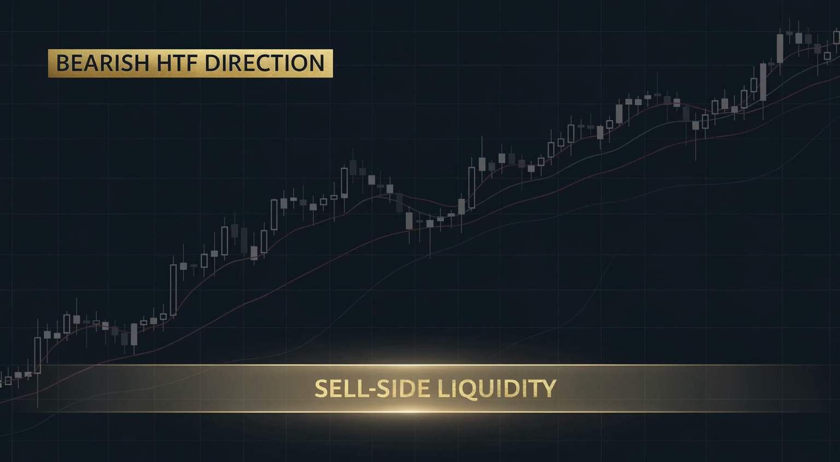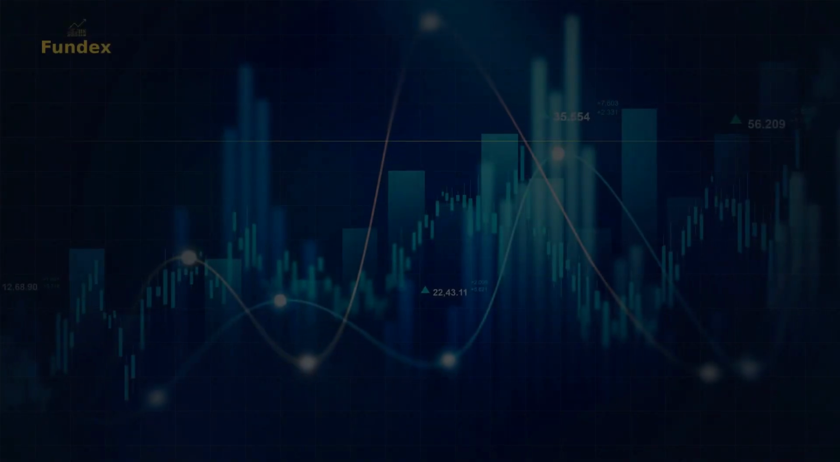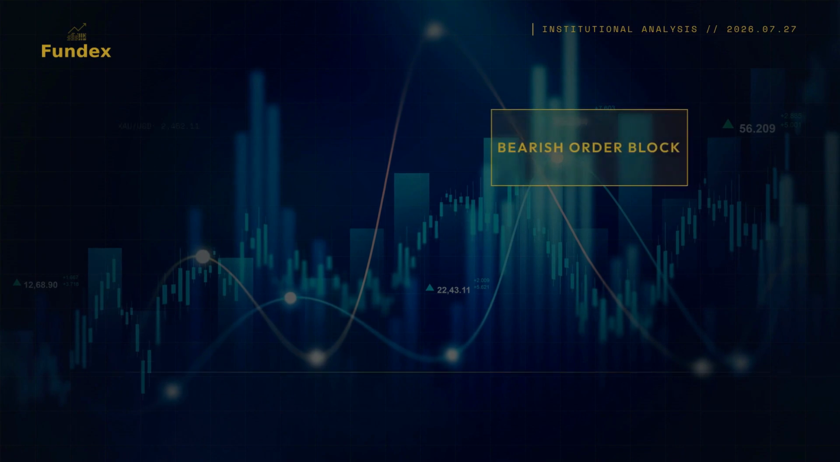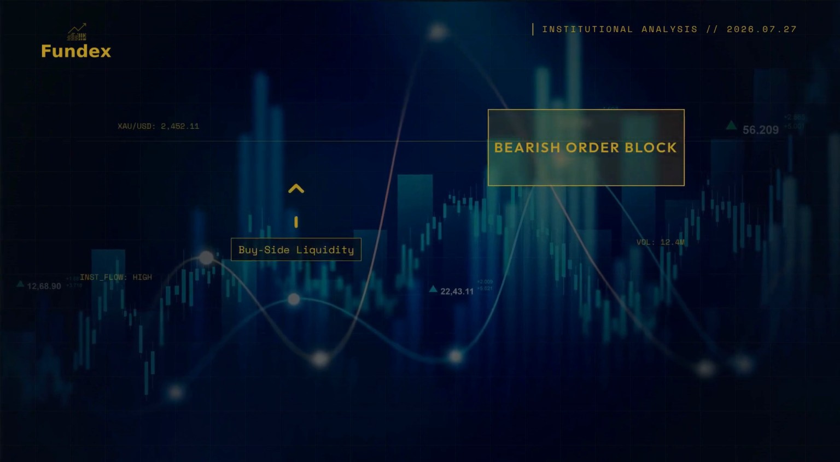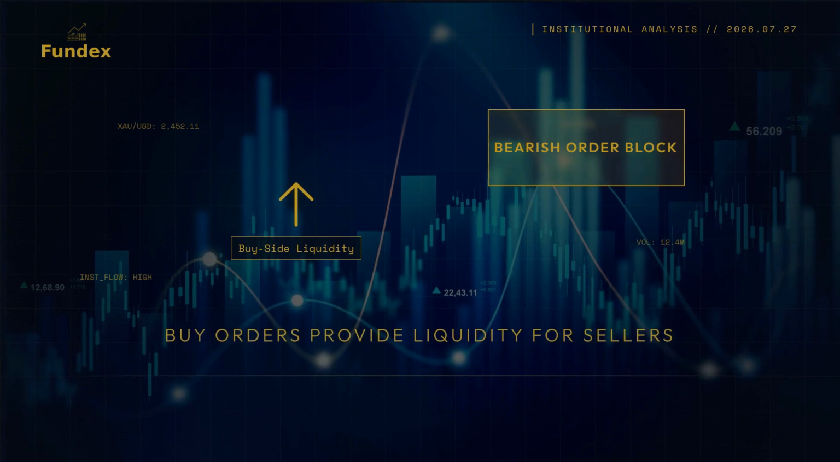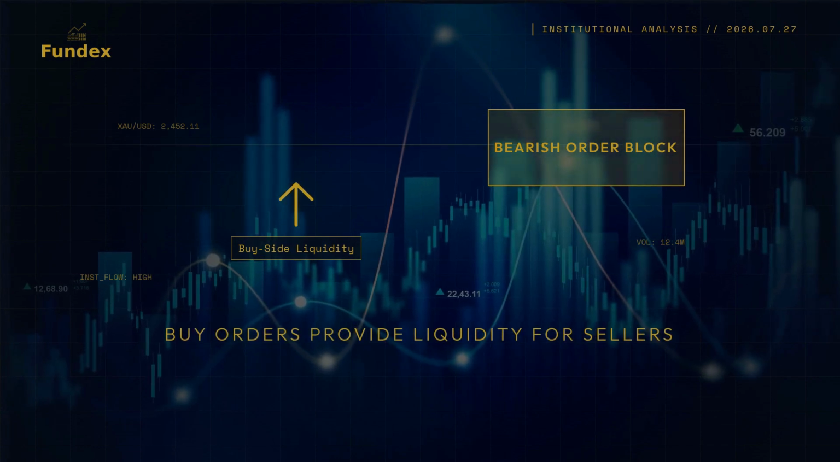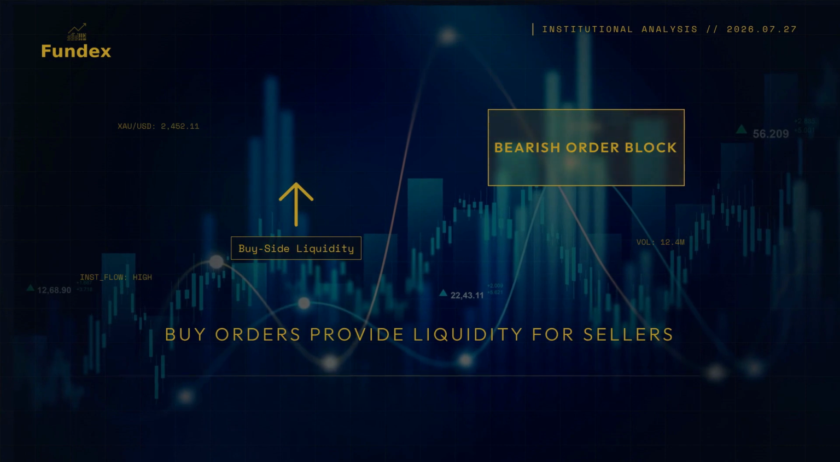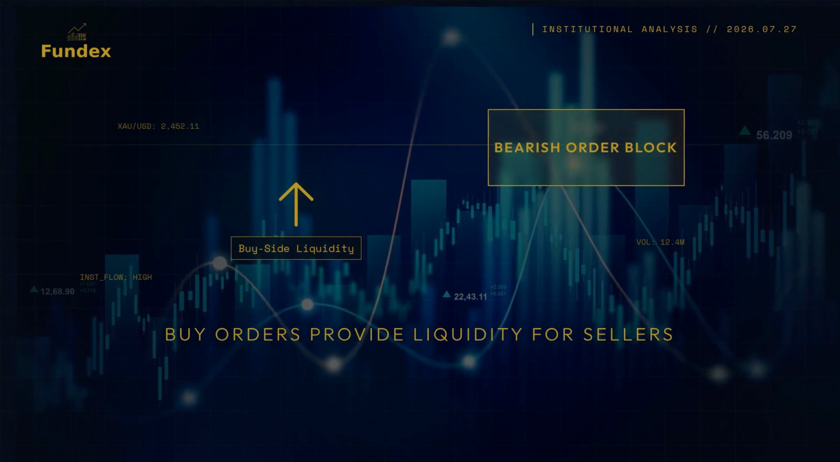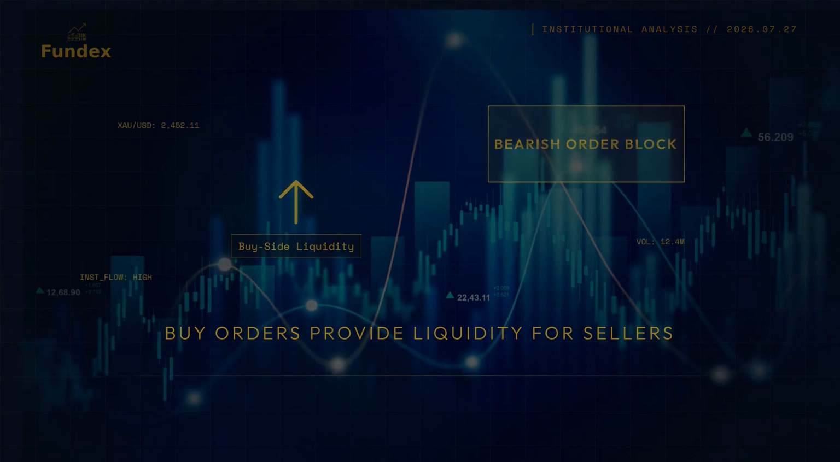Now let us reverse the process and look at a bearish example. Imagine that the higher time frame direction is bearish. Price is expected to deliver towards sell-side liquidity resting below an old low. Before continuing lower, price begins retracing upward. The retracement reaches a bearish order block located in the premium portion of the current dealing range. Above the order block, there are equal highs or a clearly visible previous high. Price trades above those highs and activates the buy-side liquidity.